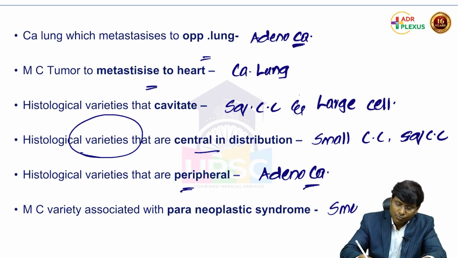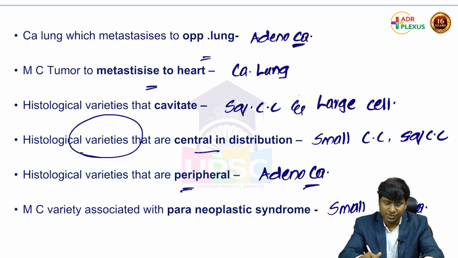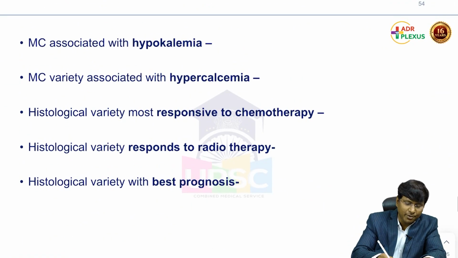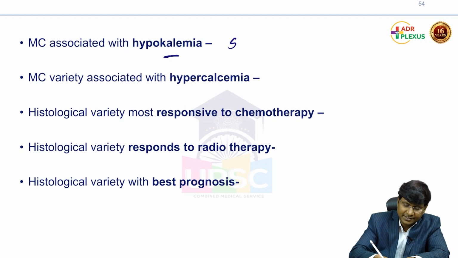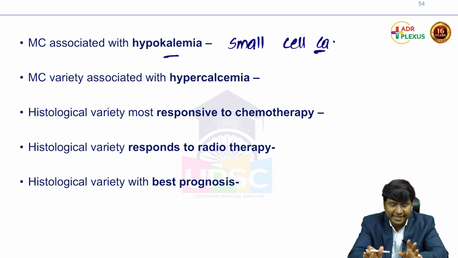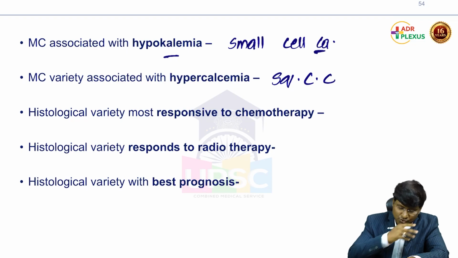And the most common variety associated with paraneoplastic syndromes will be small cell carcinoma of the lung, which is associated with many of the paraneoplastic syndromes, right? And the type of bronchogenic carcinoma associated with hypokalemia will be small cell carcinoma of the lung. I'll explain to you why subsequently. And the most common variety associated with hypercalcemia will be squamous cell carcinoma of the lung.